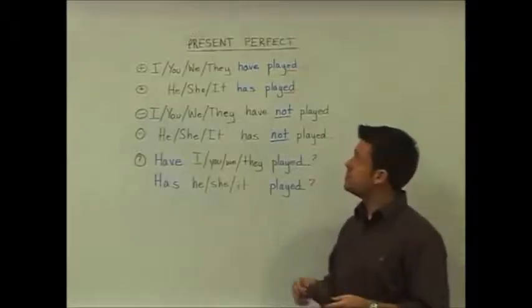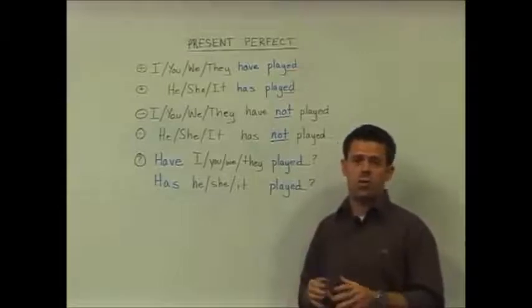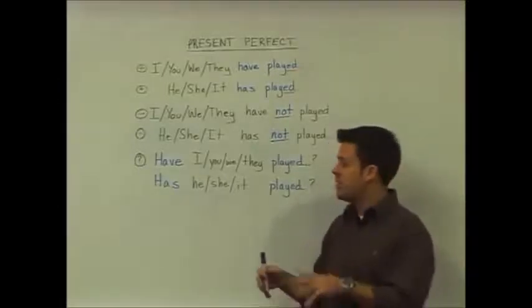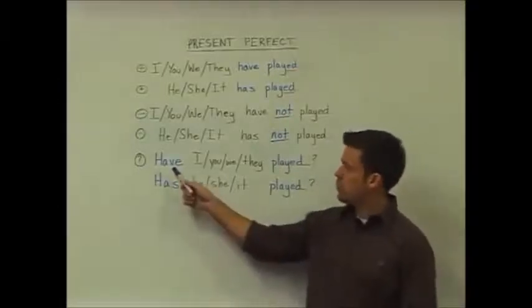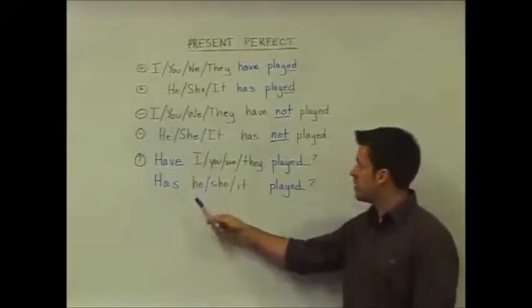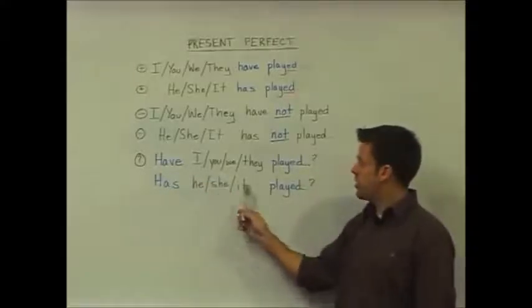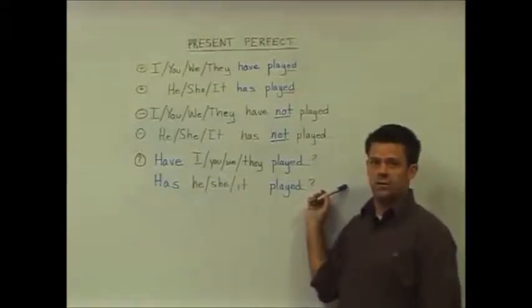For forming the question of the present perfect tense, again, we're going to follow our form of inverting the subject and the helping verb. Now, we'll begin with have or has. So we end up with questions such as, have I played football today? Or has she played football today?